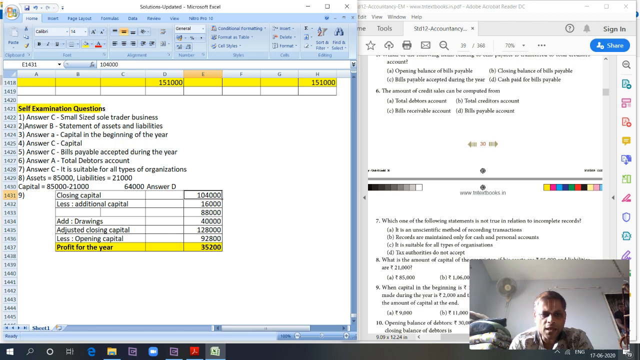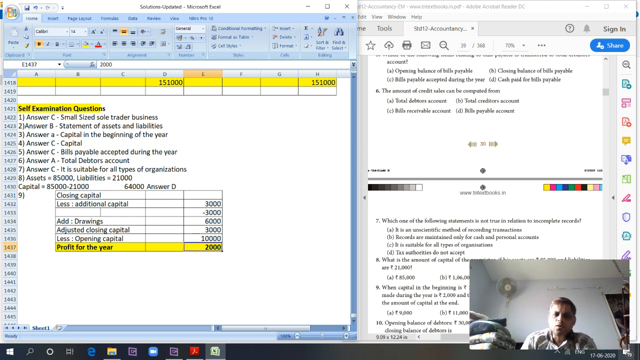When we have the capital at the beginning of the year is 10,000, right? We have drawings of 6,000. Profit made during the year is 2,000. Additional capital introduced during the year is 3,000. Beginning is 10,000, drawings 6,000, profit made during the year is 2,000, additional capital introduced is 3,000. Find out the amount of capital at the end. We have to identify the closing capital, right?